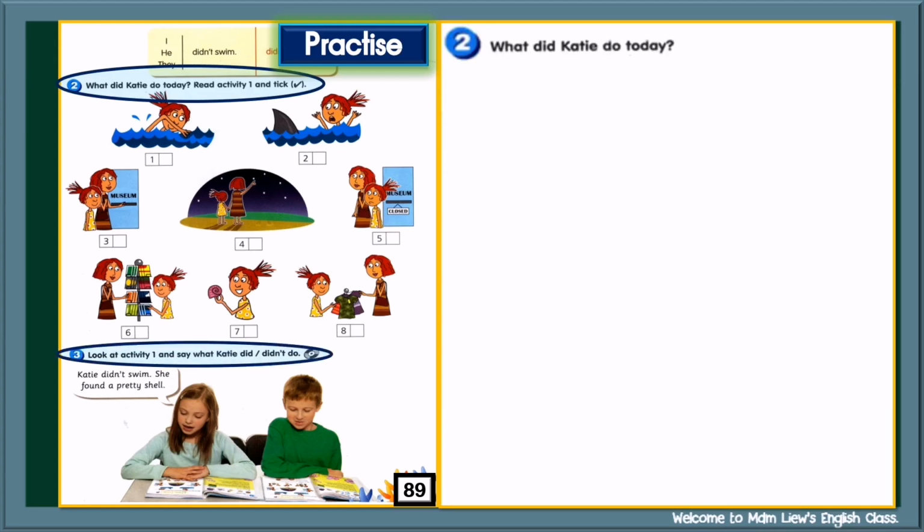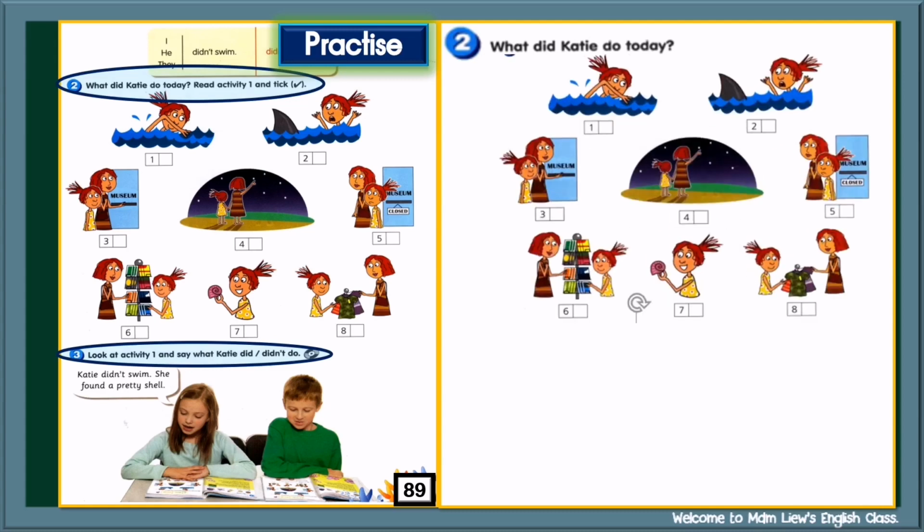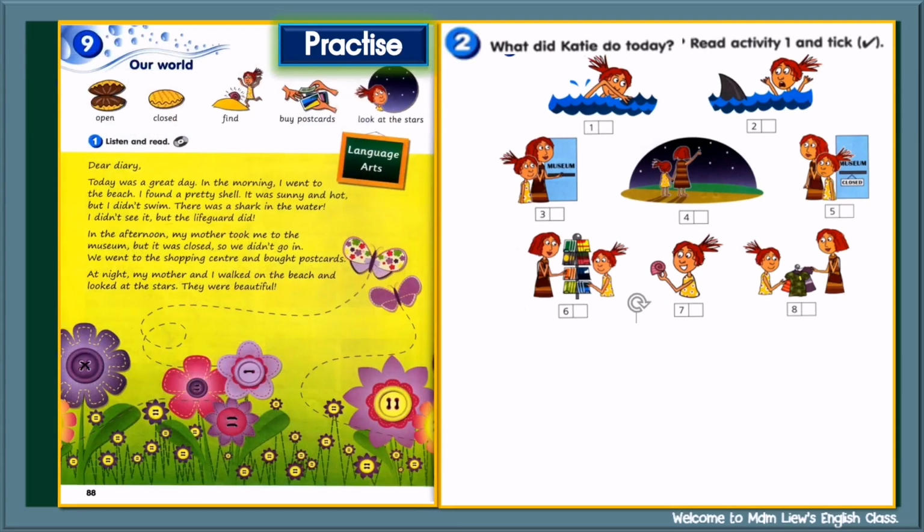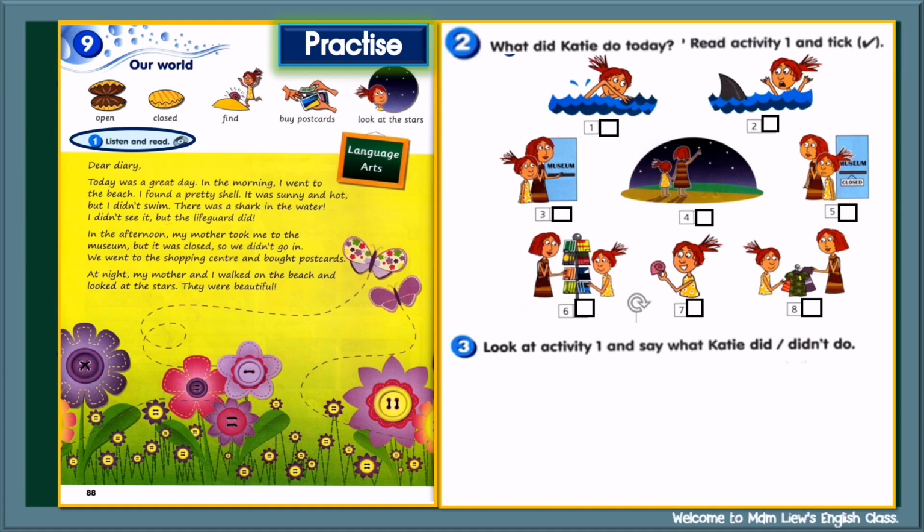Activity 2. What did Katie do today? Read Activity 1 again. Find out what Katie did. Then tick the correct box according to what Katie did. You can also cross out what Katie didn't do. After you have finished Activity 2, then move on to Activity 3. Activity 3. Look at Activity 1 and say what Katie did or didn't do.